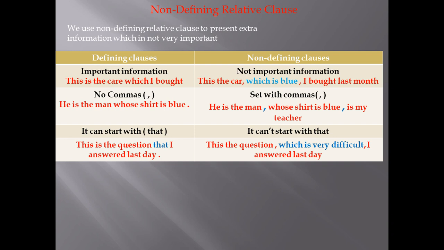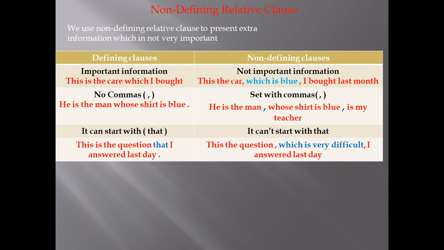Secondly, here we have no commas. In the defining or direct clauses, we have no commas. He is the man whose shirt is blue. In the non-defining clauses, we use two commas. Look, he is the man, comma, whose shirt is blue, comma, is my teacher. So we separate the clause from the rest of the sentence by two commas, before the clause and after the clause. He is the man, whose shirt is blue, is my teacher.